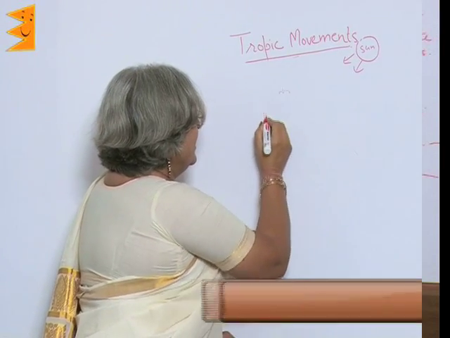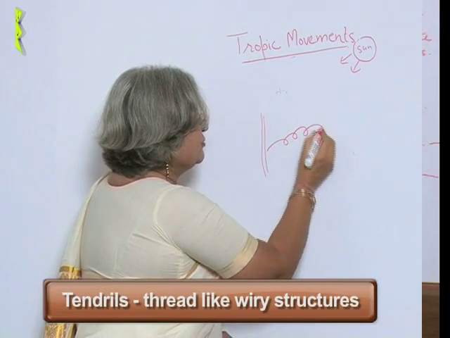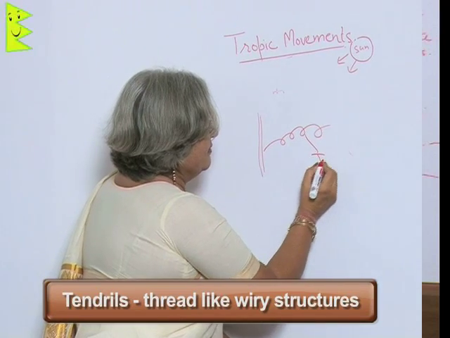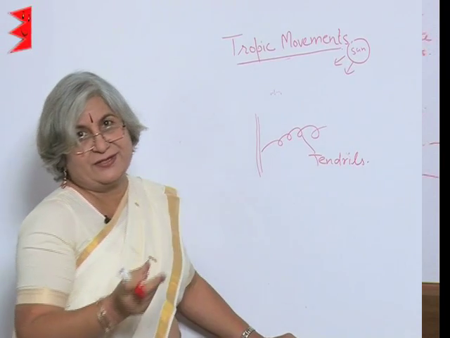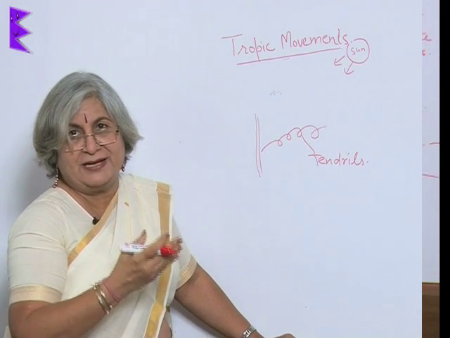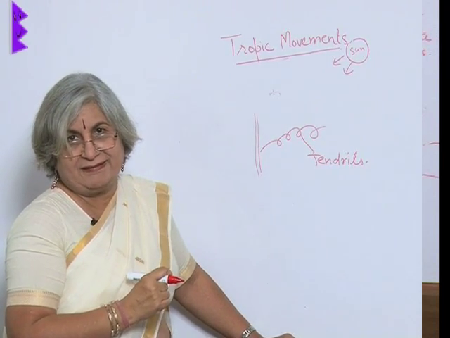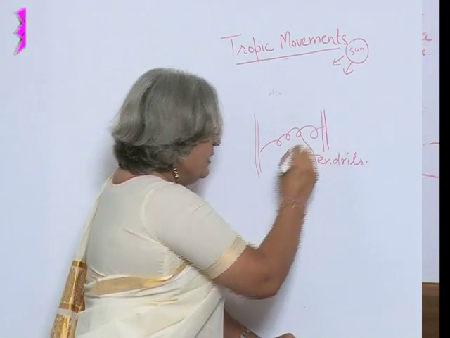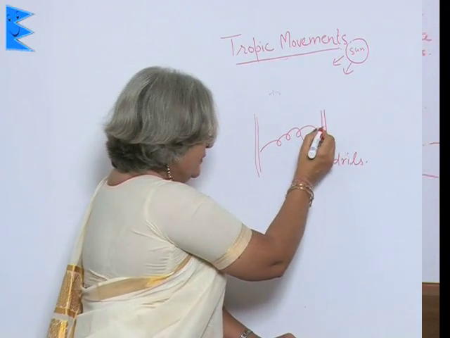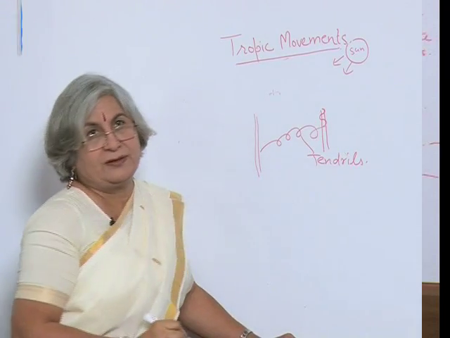And it has thread-like, coily, wiry structures called tendrils. These tendrils are actually leaves. So they have been modified into tendrils, right? Now these tendrils seem to be moving. They also move around the support.